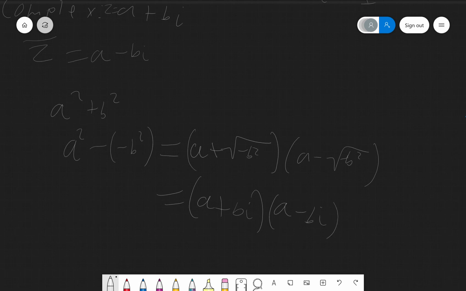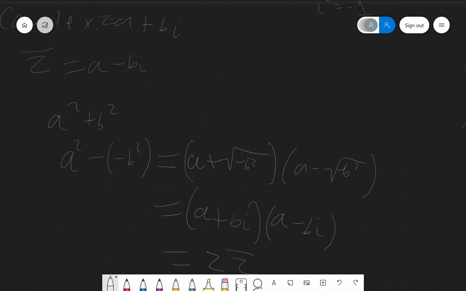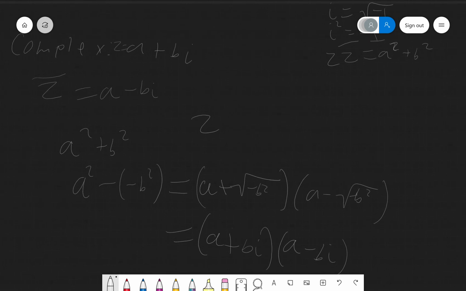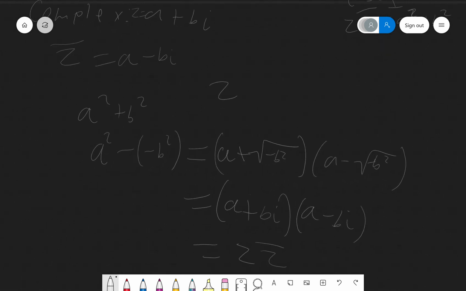And now we notice, let's say a plus bi is z, then this over here is just the conjugate of z, right? We flip the plus and minus. So now we know that z times the conjugate of z equals a squared plus b squared. It's not a factorization because we can't really use that, because it's imaginary and complex.